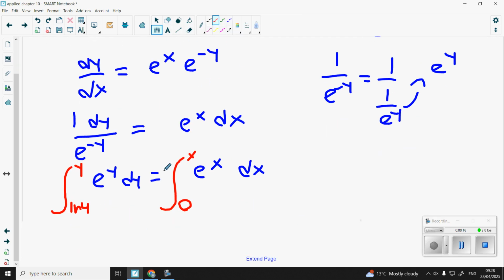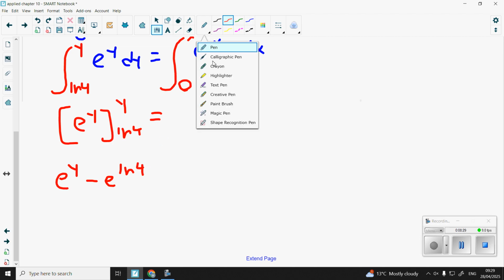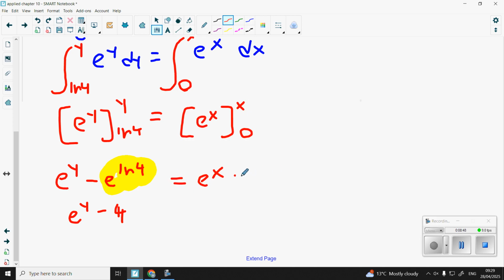And when you integrate e to the y, you also get e to the y. So you have e to the y from y to ln 4. Then you have e to the y minus e to the ln 4. Now the weird thing about e to the ln 4 is, if you put that into your calculator, what do you get? 4. It's like an undo button, they are inverses of each other, so it just turns into 4. And then that'll be e to the x, from x to 0, so it's e to the x, take away e to 0. We all know e to 0 is the number 1.